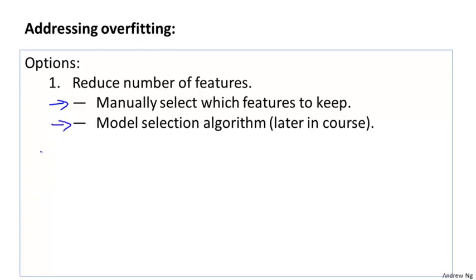Later in this class, we'll also talk about model selection algorithms, which are algorithms for automatically deciding which features to keep and which features to throw out. This idea of reducing the number of features can work well and can reduce overfitting. And when we talk about model selection, we'll go into this in much greater depth. But the disadvantage is that by throwing away some of the features, you are also throwing away some of the information you have about the problem. For example, maybe all of those features are actually useful for predicting the price of a house, so maybe we don't actually want to throw some of our information or some of our features away.